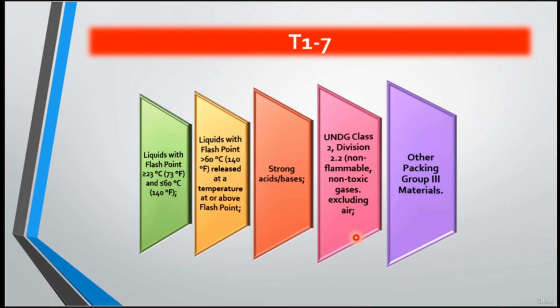Okay, regarding number 4, we'll have the UNDG Class 2 Division 2.2 non-flammable, non-toxic gases excluding air. This classification will be highlighted on the next slide, so don't worry about it. And at last, you will have other packing groups, level 3 material. Okay, so let's move on to the next slide.